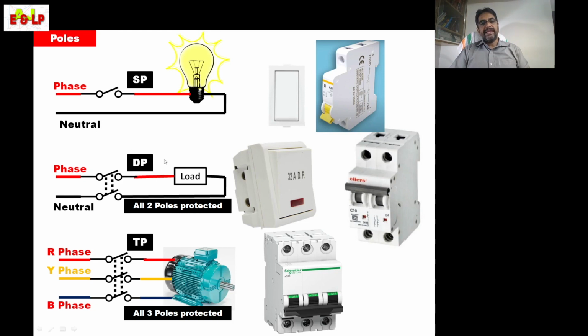For this DP, both poles are protected. Means when phase current exceeds a limit, that will be protected, and the neutral pole also has protection in the case of this MCB only, not for this one. Okay, next is TP, triple pole, means all three poles are protected, and I have shown a three pole MCB here.